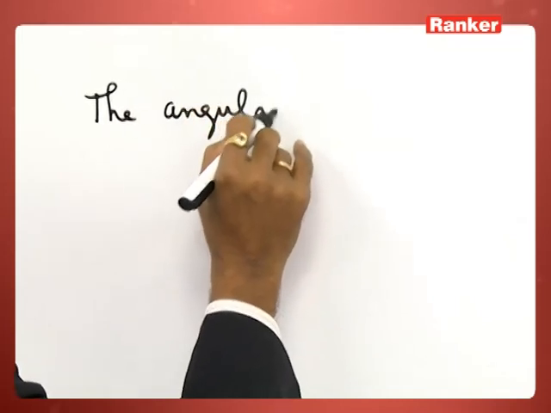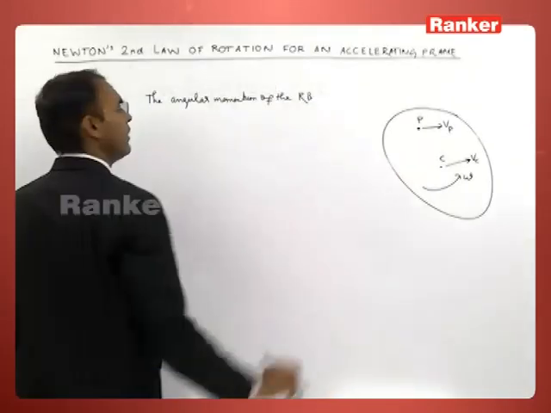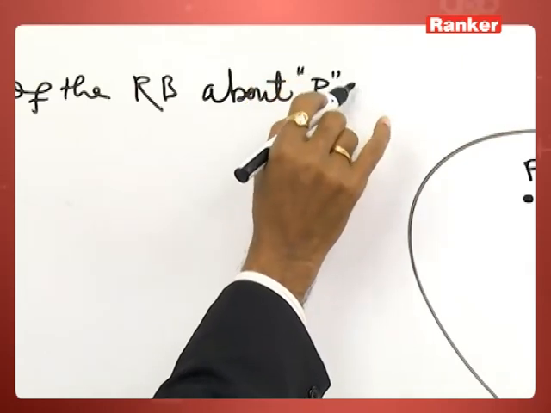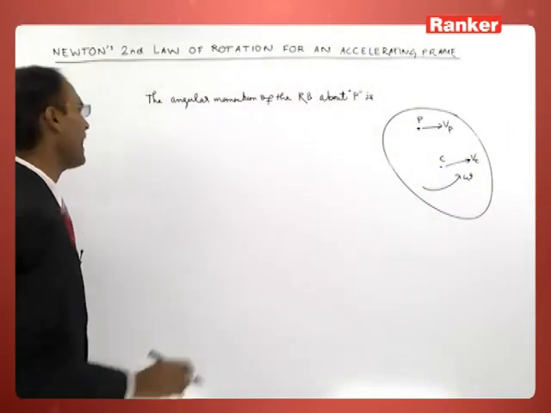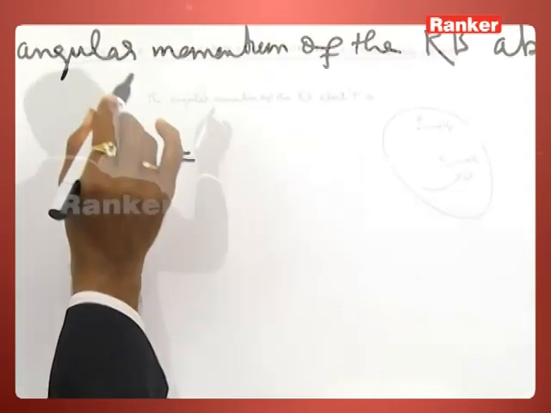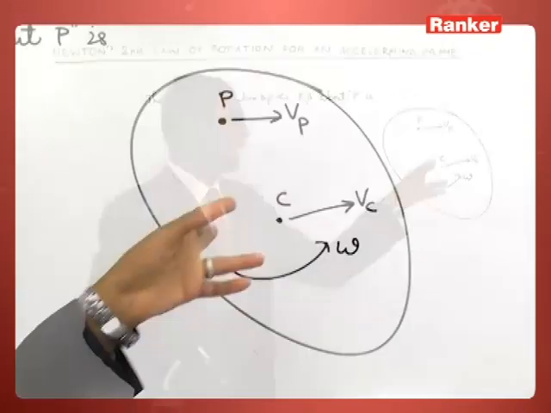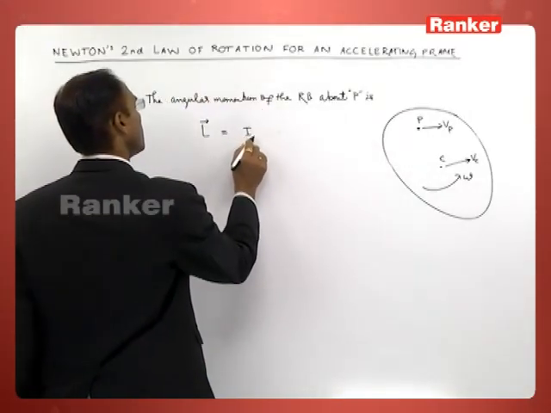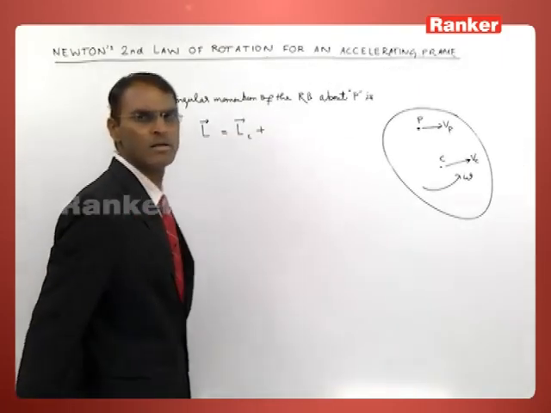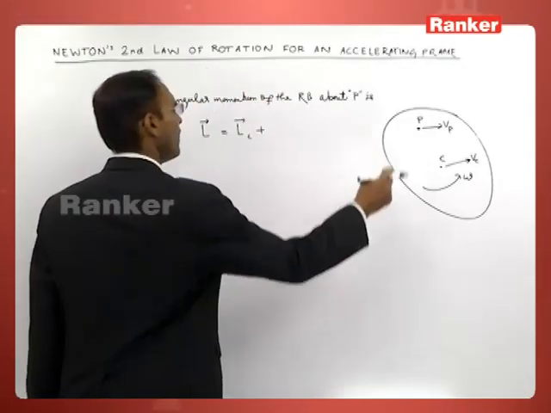The angular momentum of the rigid body about the point P is given as L is equal to angular momentum of the rigid body about the center of mass axis, that is LC, plus angular momentum of the rigid body's center of mass with respect to the given axis or given point.